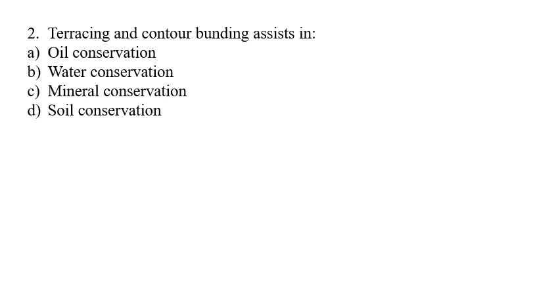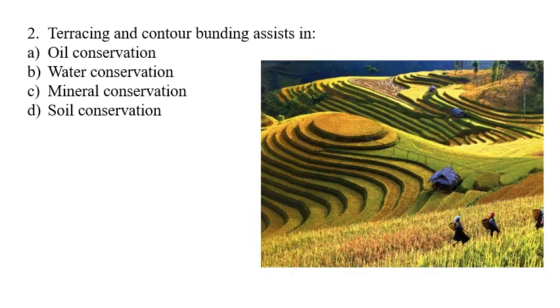Next question is terracing and the contour bunding assist in. So contour bunding is a proven sustainable land management practice for marginal, sloping and hilly land where the soil productivity is very low. It consists of narrow bunds on contours to impound runoff water behind them so that it can gradually infiltrate into the soil for the crop use.